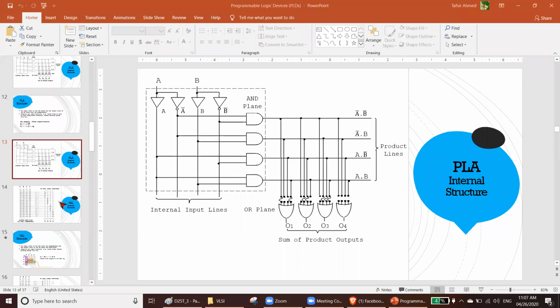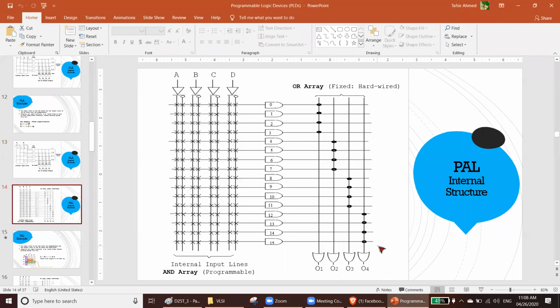Now, we will be dealing with PAL today. PAL is the later one. So previously it was PLA. PLA means programmable logic array. Now we will be dealing with PAL. PAL is this one.